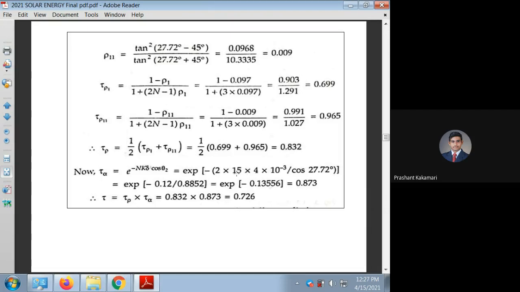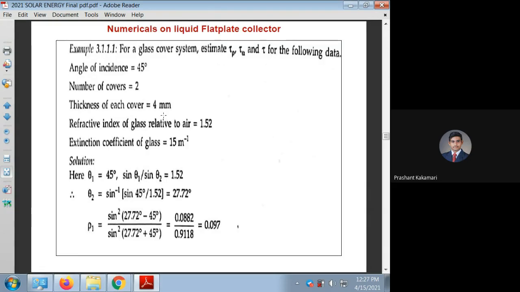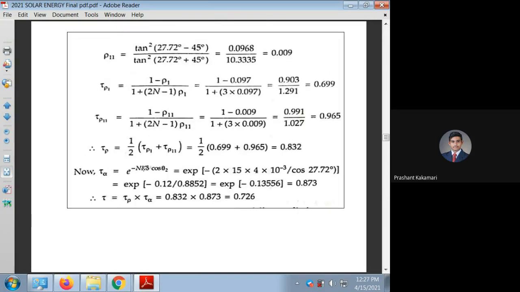extinction factor 15 per meter. Delta is the glass cover thickness. The glass cover thickness is how much for each cover? 4 mm. So already 2 is multiplied; you need to take 2 times this 4 value. 4 is in mm, I have converted into meters: 4 into 10 to the minus 3, divided by cos theta 2, where theta 2 is 27.72 degrees. That's found out earlier, so that is substituted here.